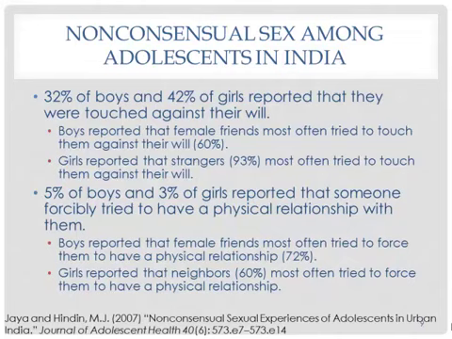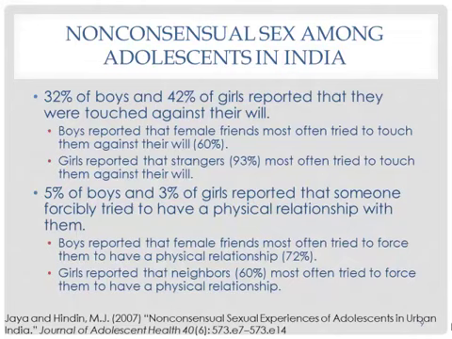So in this survey, which I'll detail shortly, 32% of the boys and 42% of the girls reported that they were touched against their will. What was really surprising to us was that boys reported that their female friends were the person who most often touched them against their will. Girls reported that it was generally strangers, and that was 93%.